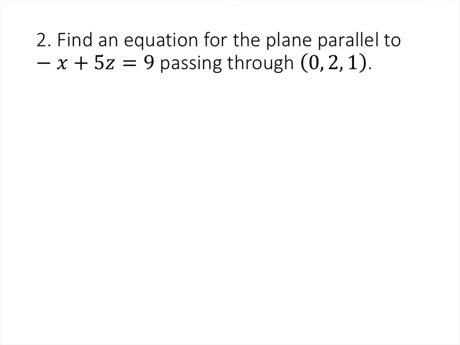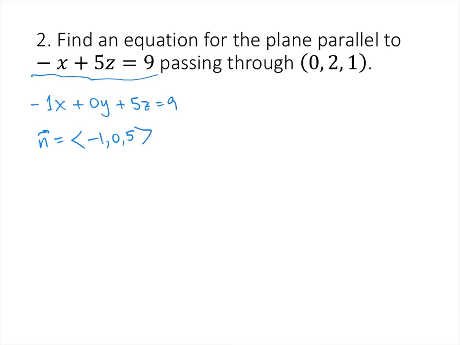All right, in this one, again, we're looking for the equation for a plane, but we're not quite given the information that we would like. We're given that we want our plane to be parallel to this plane, negative x plus 5z equals 9. But if we think of this as minus 1x plus 0y plus 5z equals 9, then we can see that the normal vector for this plane is the vector negative 1, 0, 5. And that, together with the point that we were given, gives us the information that we want.